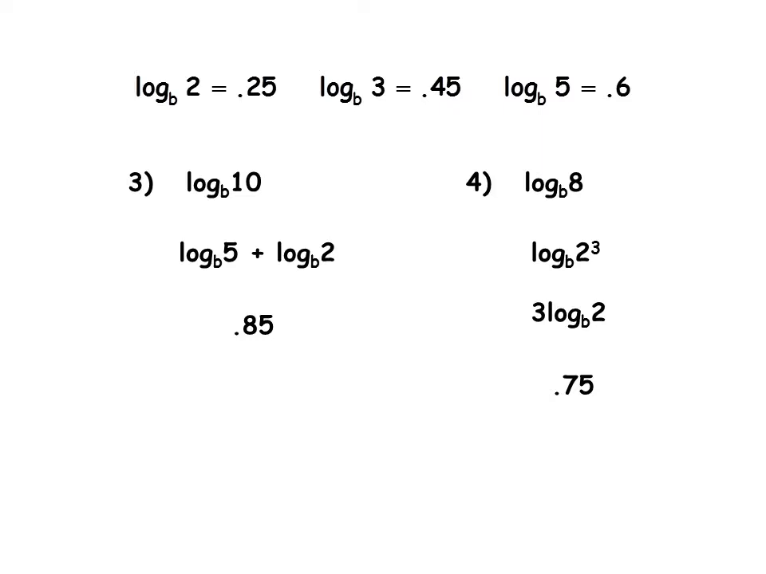Now, we could have gone ahead and set up here at the very beginning, the log b of 8 is the log b of 4 plus the log b of 2. But 4 is not prime, so we would have had to then continue to say that's the log b of 2 plus the log b of 2. And then you would have gotten to the 0.75 in the end anyways.